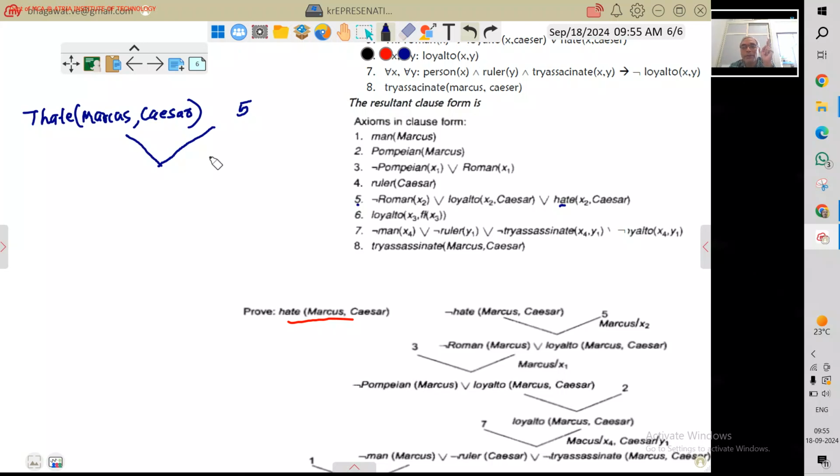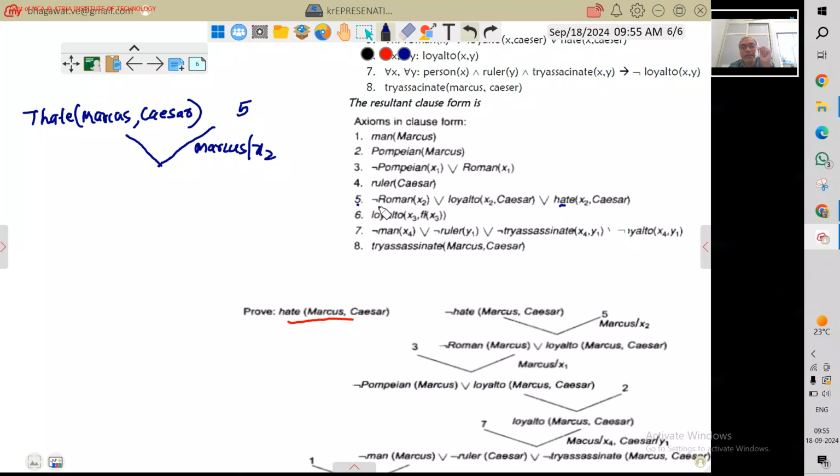So now what we are going to do is replace this x2 with Marcus. If I replace this x2 variable with Marcus, then what does this become? Now this becomes hate(Marcus, Caesar). We have here negation hate(Marcus, Caesar). Now both get cancelled. So we resolve and get a new clause.